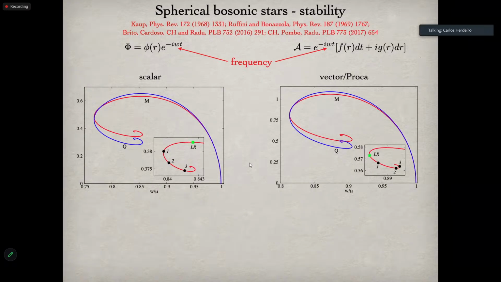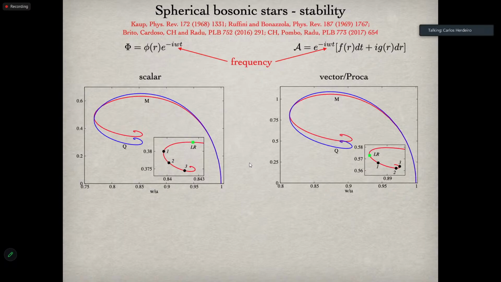Now, the solutions fall into this red solid line in either case. It's very similar in the scalar and the vector case. So just look at the red solid line. There's this typical spiraling shape that appears when you calculate the space of solutions. Often we call it the domain of existence.